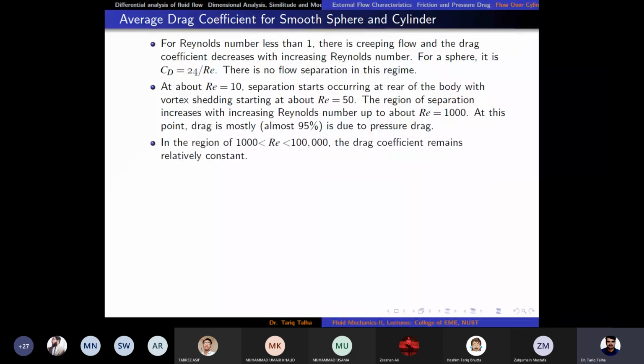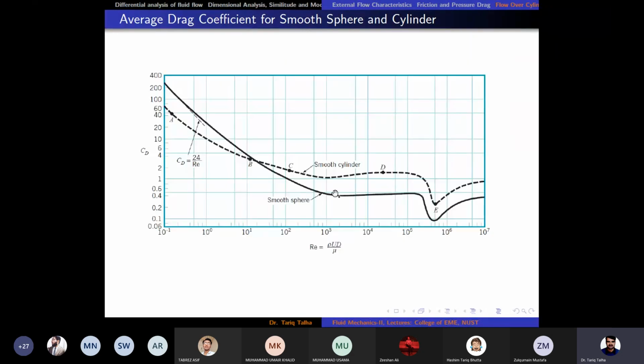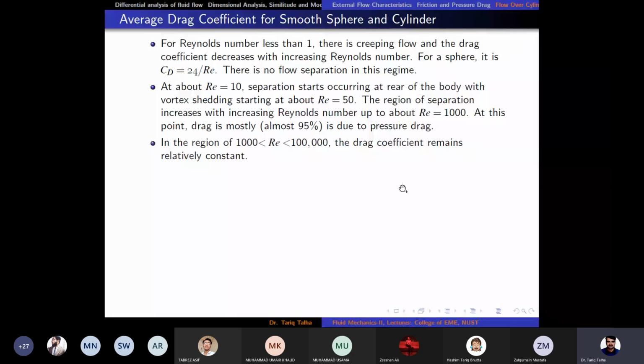In the region of 10,000 to 1 lakh, the drag coefficient remains relatively constant, as I have shown you. So here the drag force is a function of Reynolds number squared rather than a linear function of Reynolds number, which was true for Reynolds number less than 10.